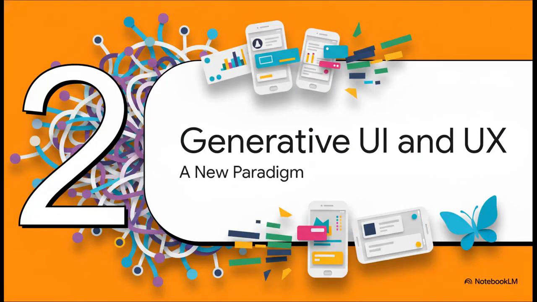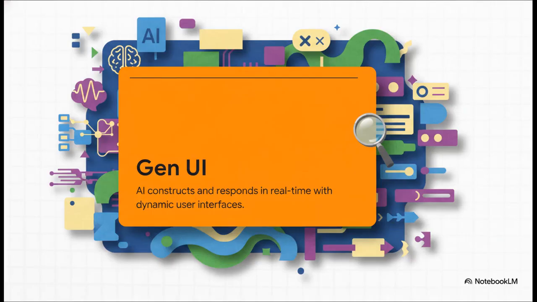Moving on to Section 2, Generative UI and UX. If you've used an AI chatbot recently, you are probably very familiar with asking a question and just getting back a massive, intimidating wall of text. Well, Generative UI changes all of that, and it forms our fifth key update. Generative UI is a user experience paradigm where the AI actually constructs and responds in real time with dynamic, interactive user interfaces.